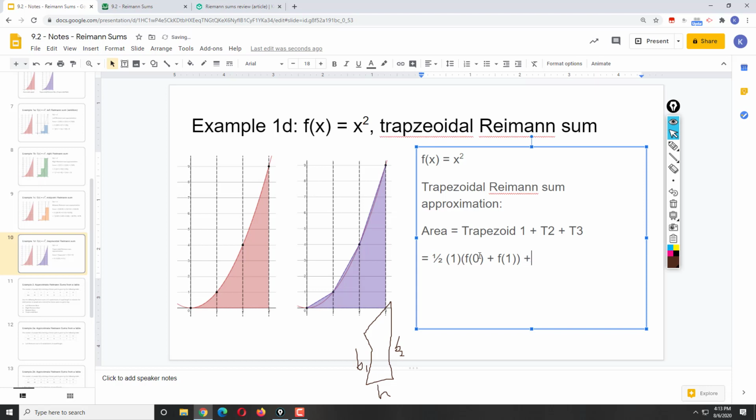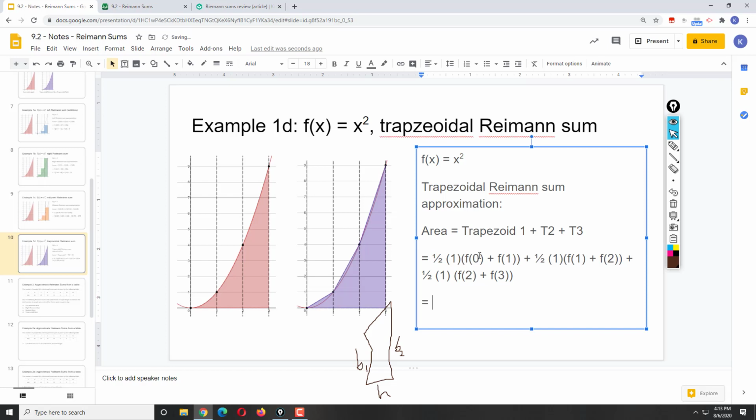That's my first trapezoid. The second trapezoid, the area is 1/2 times 1, because we're going from 1 to 2. And then we have the two bases, which are the heights of the function at f of 1 plus f of 2. The third trapezoid is 1/2 times 1 times f of 2 plus f of 3.